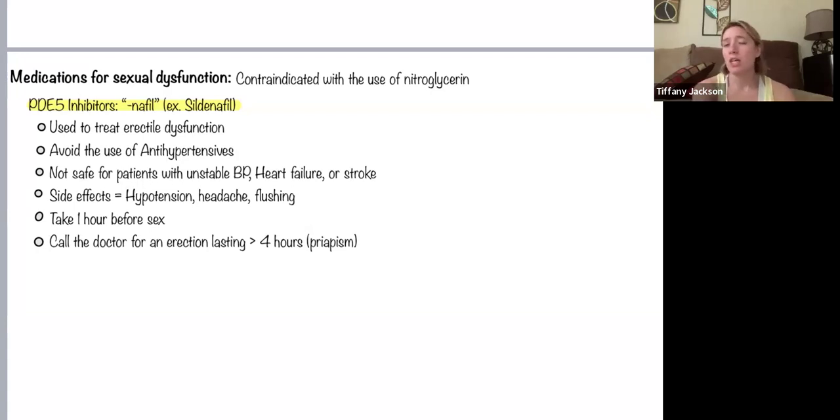If the patient has an erection lasting longer than 4 hours, this is priapism, and this is a medical emergency.